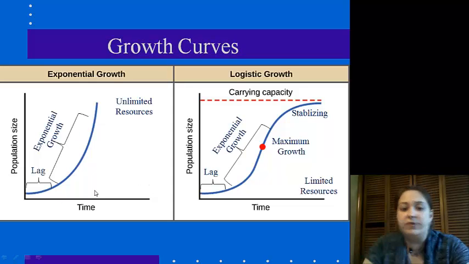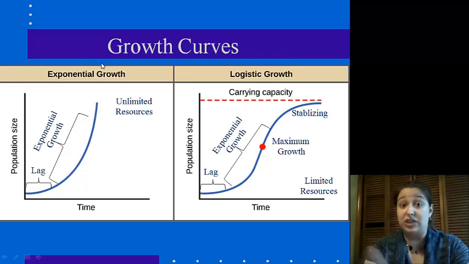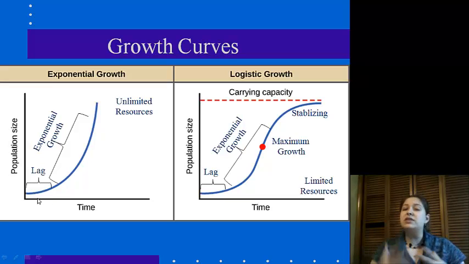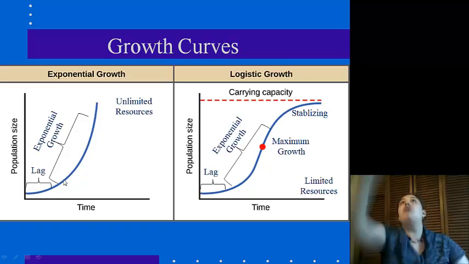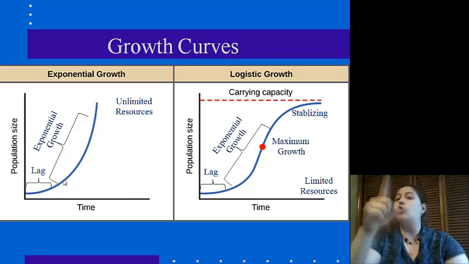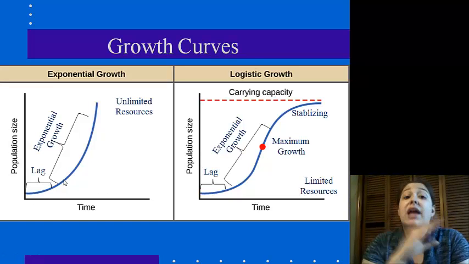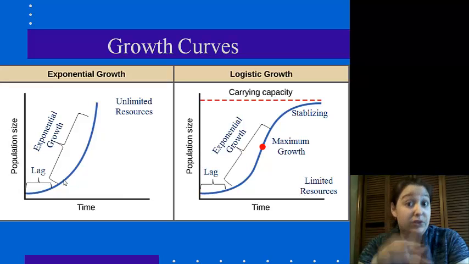Let's look at these two curves. We've got our exponential growth, which is known as a J-shaped curve because it looks like a J. We see this lag phase, which is when the organisms are getting used to the new environment. And then we see this exponential growth, and they just keep going and going. Exponential, unlimited resources.